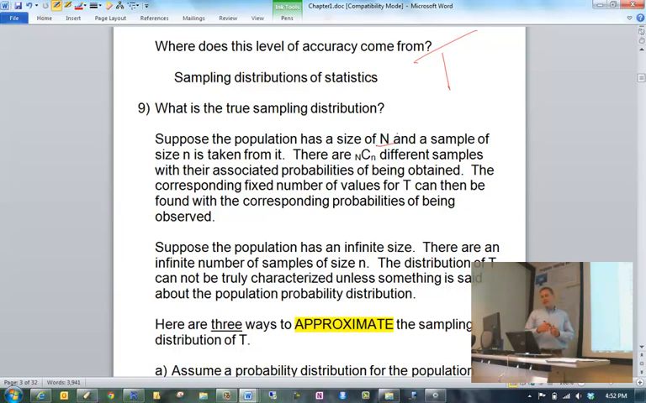But let's say that your population is of infinite size. How many different possible samples are there? Infinite. So are you going to be able to actually calculate the sampling distribution of T? No. Unless you say something about the probability distribution of Y. If you say something about the probability distribution of Y, let's say I say Y is normal, well, yeah, you could derive what the distribution of T is. It's normal. That's what you would have to do.